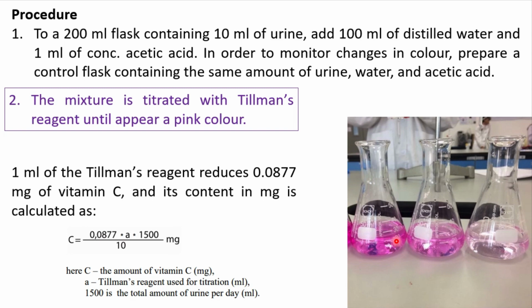right? So to a 200 ml flask, you add 10 ml of your urine, you add 100 ml of distilled water, and 1 ml of concentrated acetic acid. Now, the mixture is titrated with the Tillman's reagent until the pink color appears. Then you can actually calculate the amount of vitamin C in milligrams using this equation.